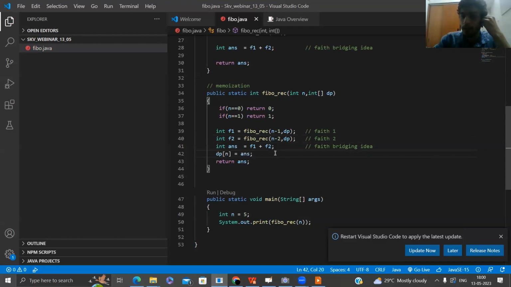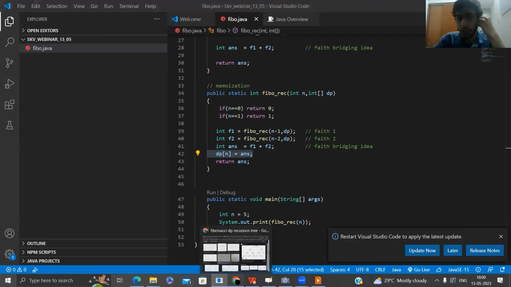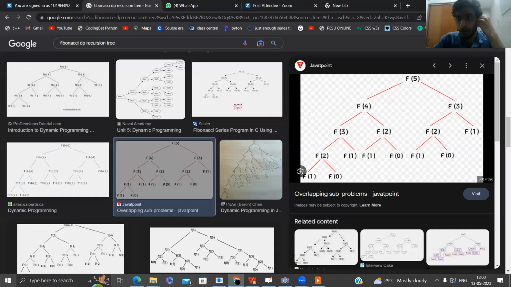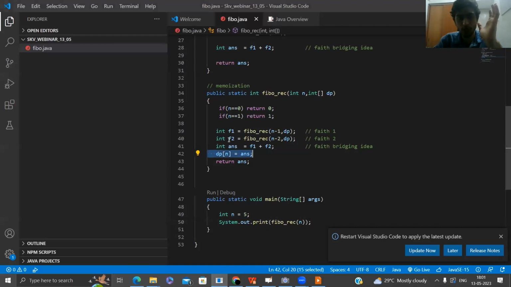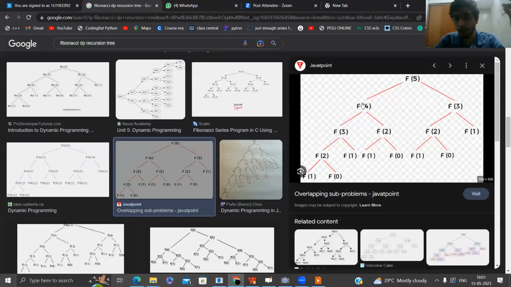Okay, at this point, I know this particular statement is going to be confusing you. So let me again show the picture to you. Your task was to calculate Fibonacci of 2, right? Fibonacci of 2 is calculated and it's stored in answer, and you're returning it to its parent, which is Fibonacci of 4, right?